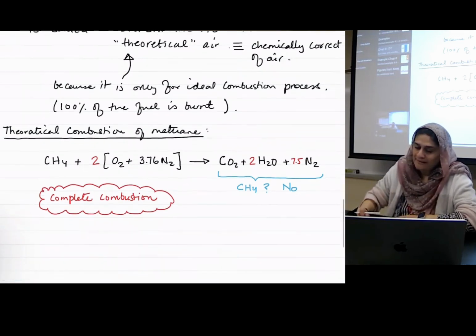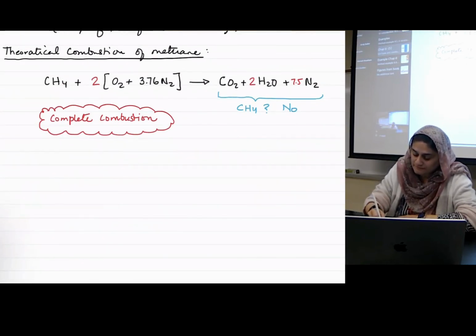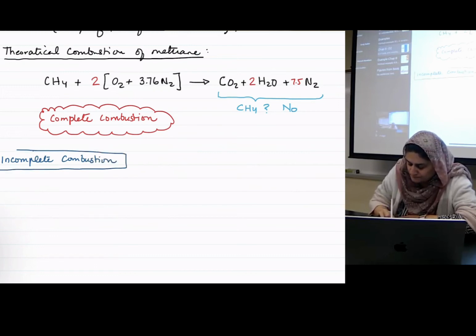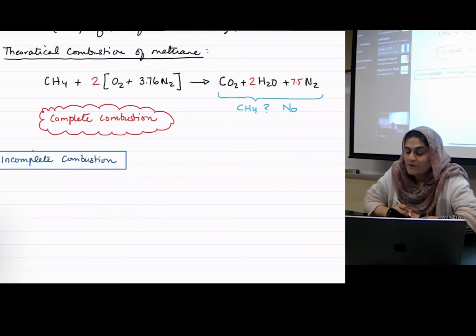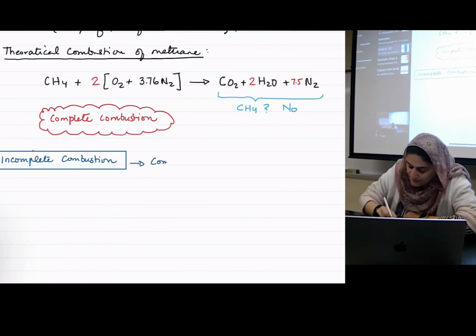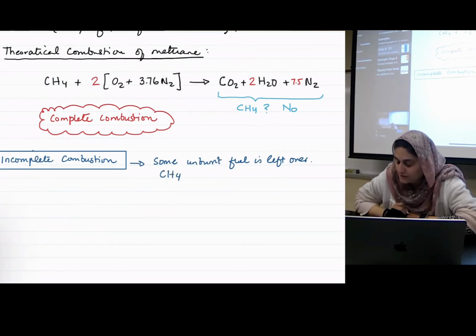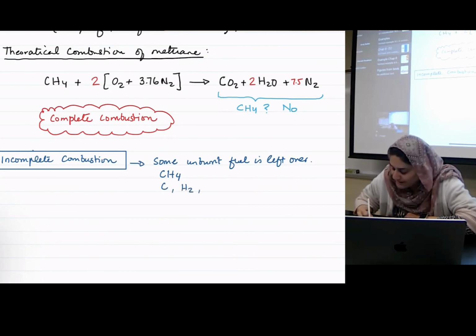Now, what about incomplete combustion? What could be an incomplete combustion? Where you have some fuel left over. So for example, some unburned fuel is left over. Or, for example, you could have methane on the right-hand side or some component of methane. For example, carbon by itself or hydrogen by itself or say carbon monoxide by itself.